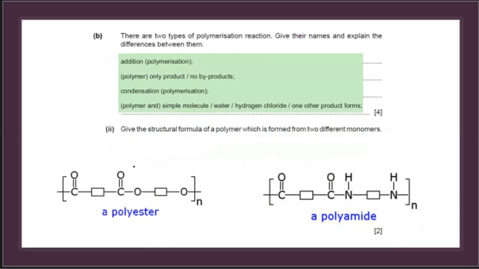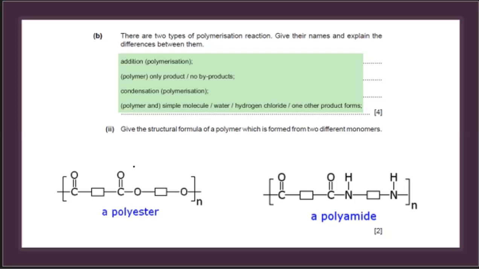With addition polymerization, only one product is produced. There are no byproducts, right? Just the polymer is produced. With condensation polymerization, the polymer is produced as well as a byproduct. The byproduct most times is either water, hydrogen chloride, or another product that is formed.